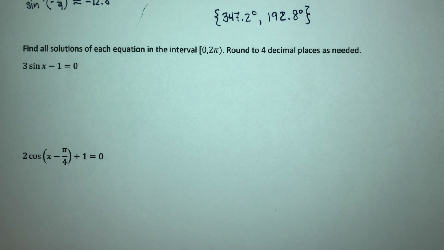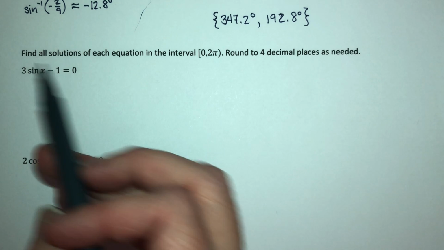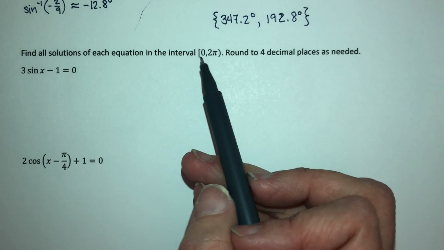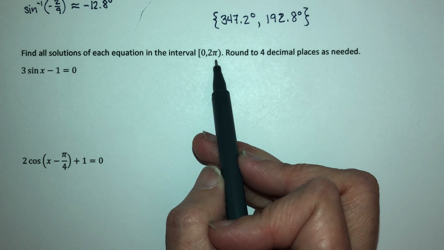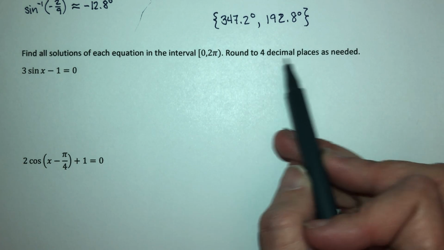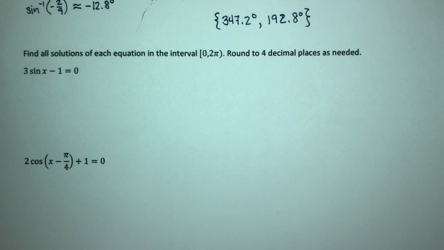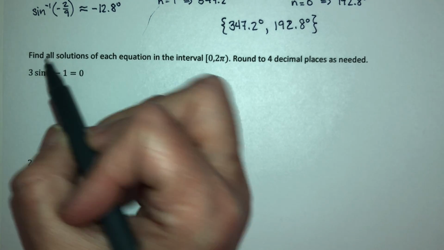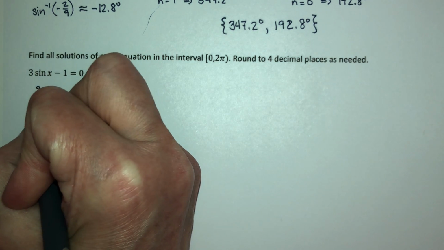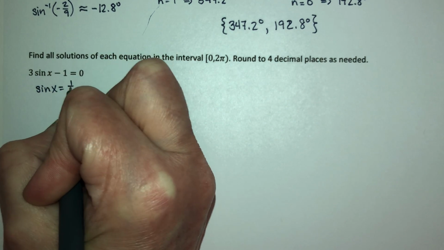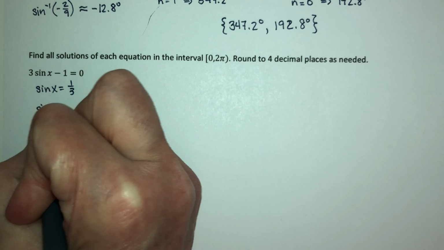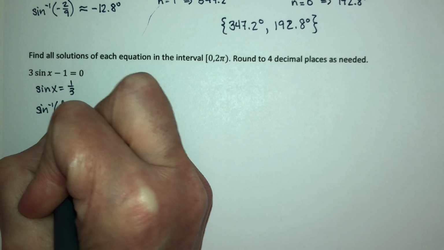Okay, let's try solving 3 sine x minus 1 equals 0. We're supposed to find all of our solutions between 0 and 2 pi and round to 4 decimal places as needed. So if we can find an exact solution, that's what we want. If we need approximations, so be it. First thing I'm going to do is I'm going to solve this for sine. And I'll end up with sine of x equal to 1/3. Add 1, divide by 3. So let's find sine inverse of 1/3.